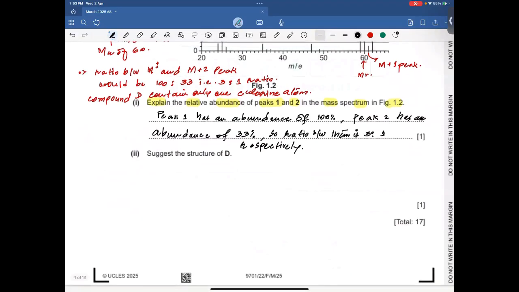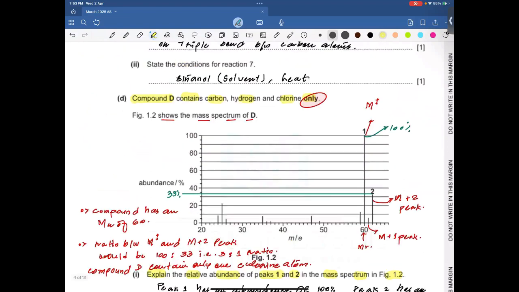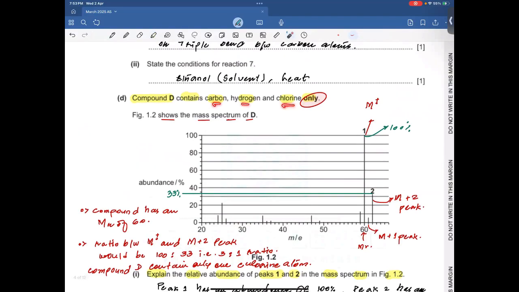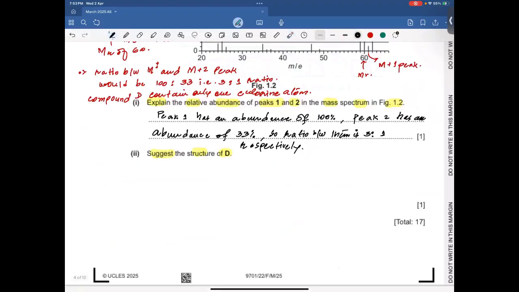Suggest the structure of D. I've got one piece of information, that I have only one chlorine atom in this compound. The Mr is 60 and the compound contains carbon, hydrogen and chlorine only. So how do we determine the formula? Let's apply the trial and error method. Mr of this compound is 60. Subtract 35 from 60, because this value represents one chlorine atom. 60 minus 35 is basically 25.